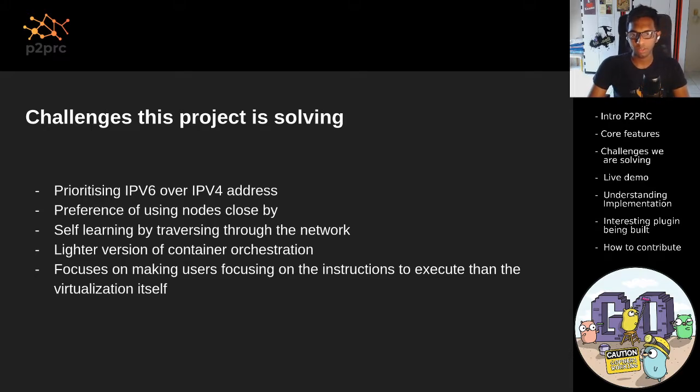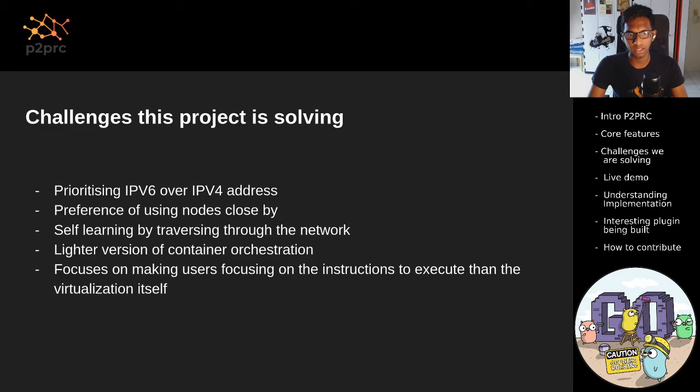The second one is using nodes close by. Because it's a peer-to-peer network, we provide metrics such as latency for all the servers, and this would force a user by default to use a server with lesser latency, especially if they're doing something like live renders, which is what we're doing. The third point is learning network traversal. We talked in the previous slide about how, by knowing information about servers, we can download their IP table, which consists of information of other servers in the network. By doing this, we are traversing through the network.